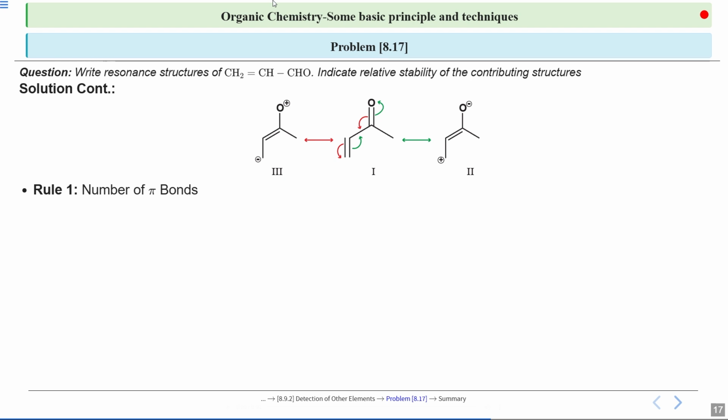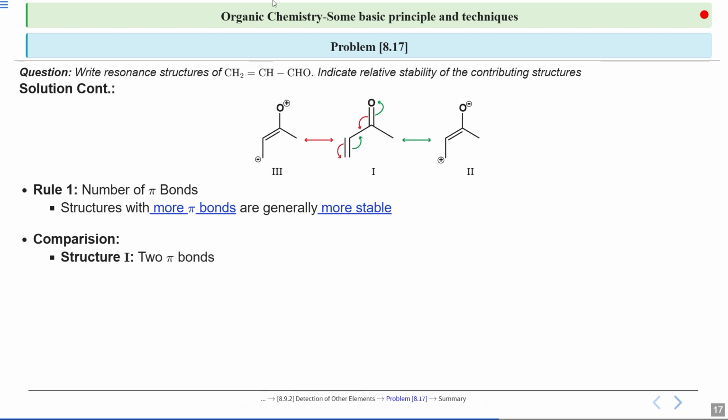Rule number 1 focuses on the number of pi bonds. Pi bonds are crucial because they contribute to the stability of a compound, and a greater number of pi bonds generally indicates that the given resonating structure is very stable. Remember that structures with more pi bonds are typically more stable. This is because pi bonds provide additional electron delocalization, which stabilizes the molecule. Now let us compare the resonating structures based on their pi bonds. This comparison will help us determine which structure is the most stable.